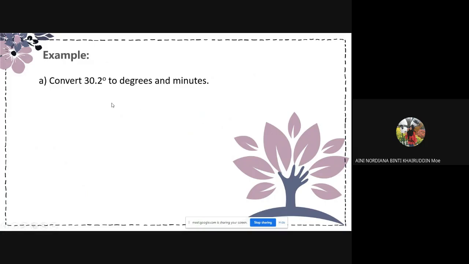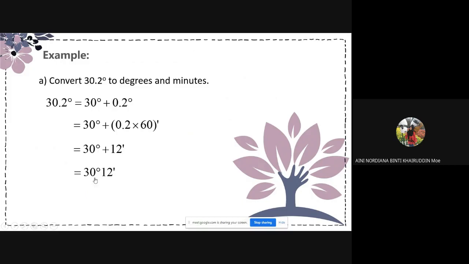This one also uses calculator only. So convert 30.2 to degree and minute. So first 30 plus 0.2. Why do we want to separate this? Because 0.2 we times with 60. And then 30 plus 12. The answer is 30 degree 12 minutes.